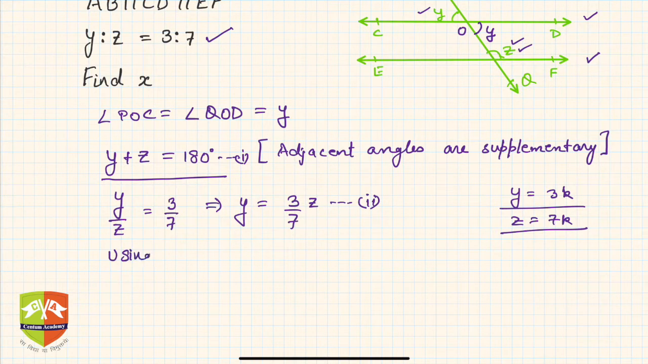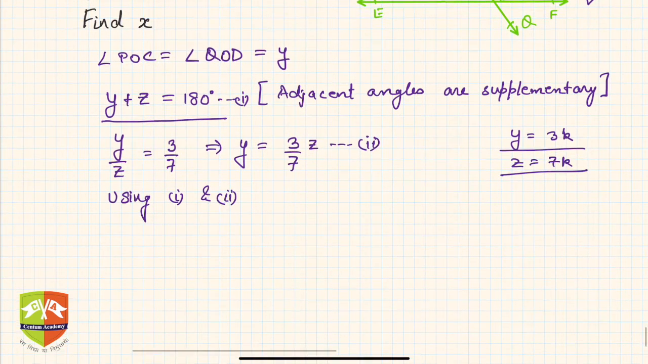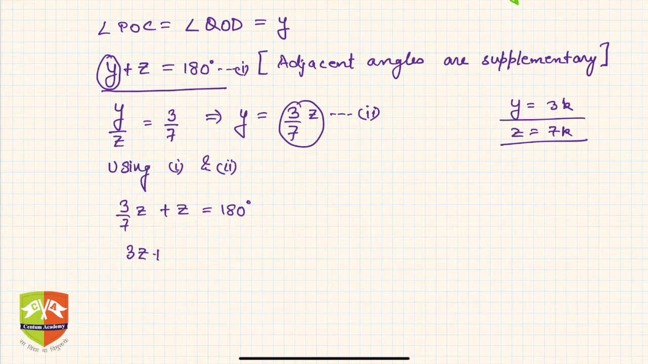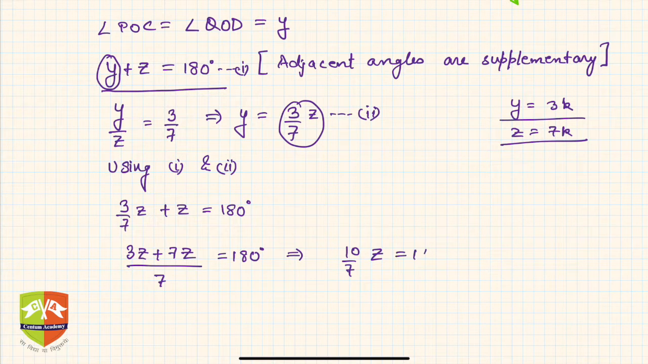So using 1 and 2, what do we get? I can replace this Y by this. So hence I can write 3/7 Z plus Z is 180 degrees. If you take LCM, you'll get 3Z plus 7Z divided by 7 is 180 degrees. So this implies 10/7 Z is equal to 180 degrees. So what is Z, guys? Z will be 180 degrees into 7 upon 10, so Z comes out to be 126 degrees.